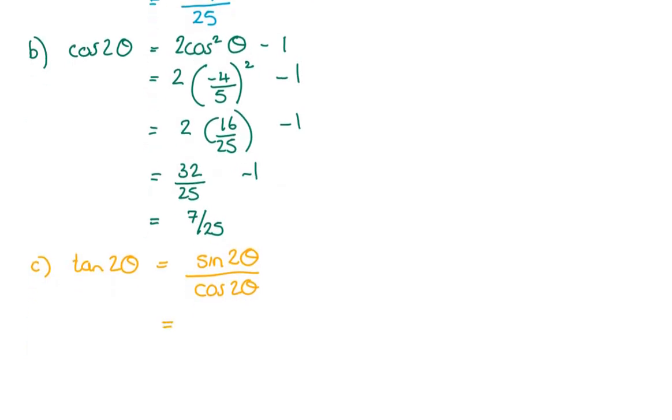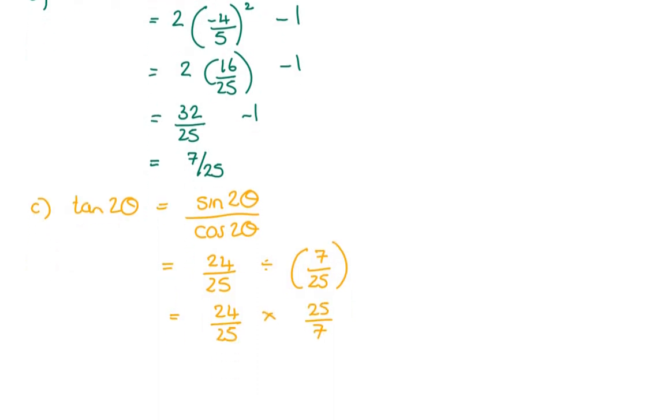Now I've already worked out sine 2 theta. It is 24 over 25. And now I'm dividing by cos 2 theta, which is 7 over 25. So you can flip and multiply, if they said without a calculator. So times by 25 over 7. My 25's cancel, and I get 24 over 7, which doesn't simplify, and so I leave it exactly like that.